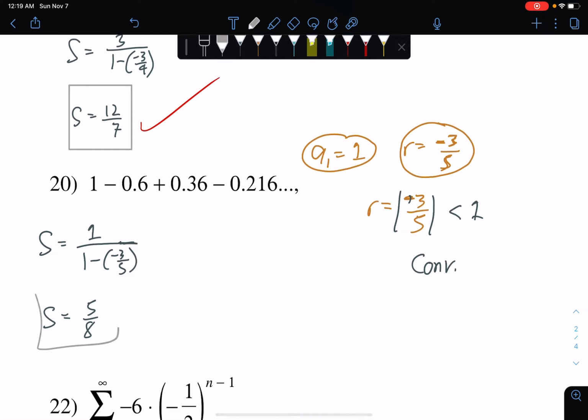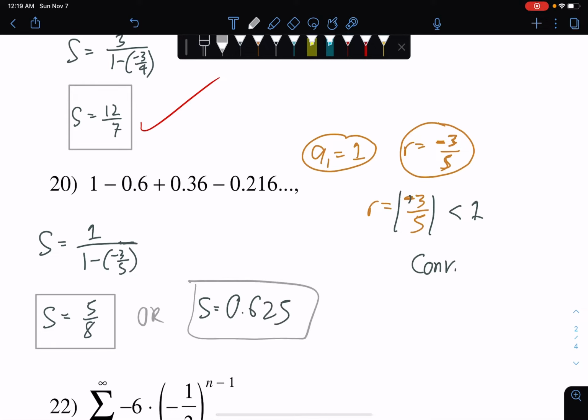Why is this a circle? Get 5 over 8, or we get S is equivalent to 0.625.